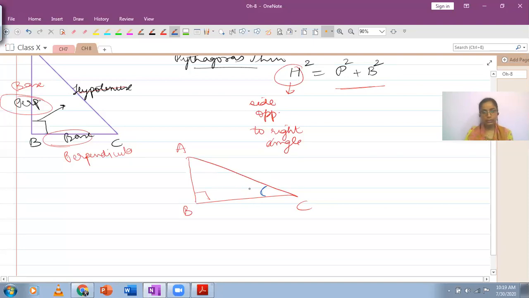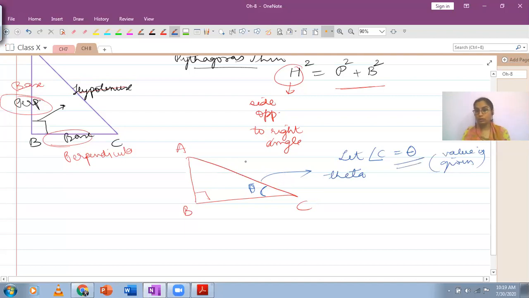I will just introduce a little variable here, which you're going to see in your books. This is theta, a Greek letter. This is what I have taken, and I'm assuming that the value is given. इस एंगल का मेजर मुझे बताया हुआ है, and this angle is given to me in question. Even if the value is not given, अगर इसका नाम भी रख दिया है, that would mean कि मुझे एंगल दिया हुआ है.